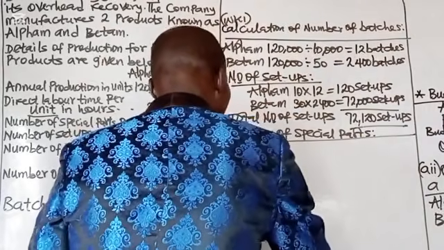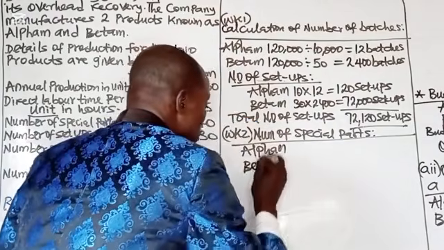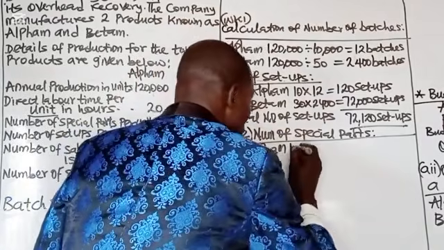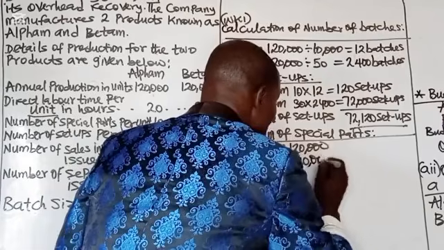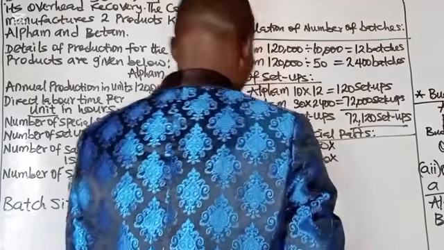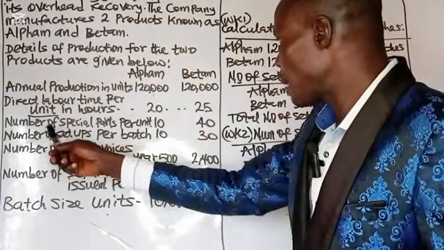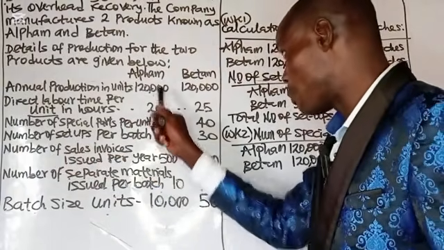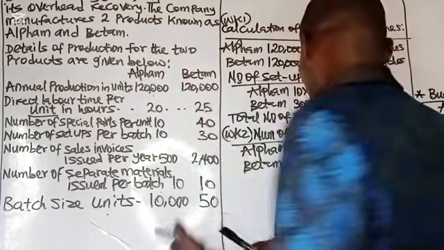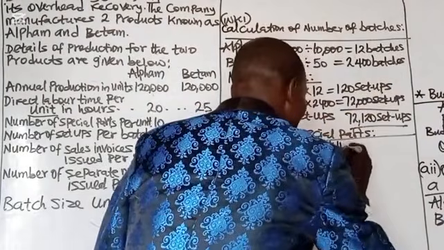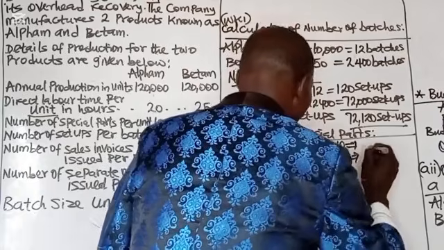So we have A farm and Betam. The units produced are 120,000 for each of the two. Since the number of special parts is given per unit, that is why we are multiplying it by units. 10 times 120,000, 30 times 120,000. So this is times 10, this is times 30. This gives us 1.2 million.